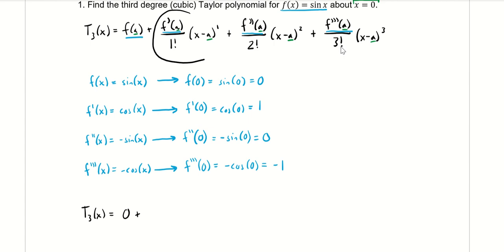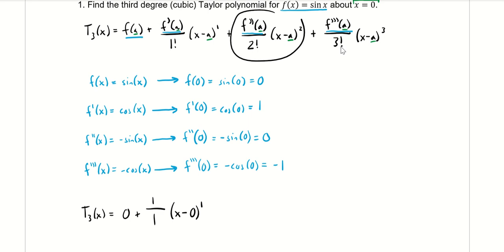Sometimes it's good to leave in our mistakes, though, because then we can backtrack and see where the mistake was made. All right, let's try this again. So let's do this correctly this time. The first derivative is 1, so we did that one all right. 1 over 1 factorial is 1, times x minus 0 to the 1.